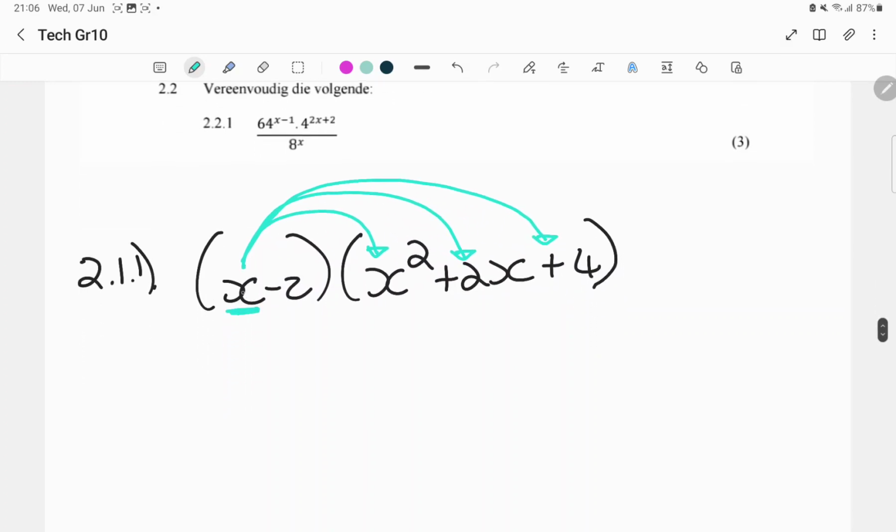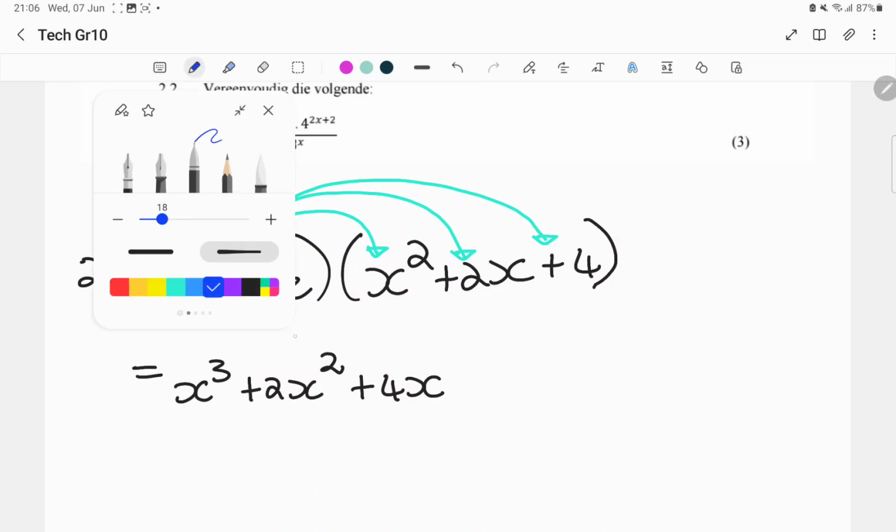Alright, so jy by die x vat, en jy moet het maal met elke term in jou tweede hakie. So as ek sê x maal x kwadraat, dan kry ek x tot die mag 3. Dan as ek sê x maal plus 2x word het plus 2x tot die mag 2. En dan x maal 4 word plus 4x. Alright, so there we multiplied the first half.